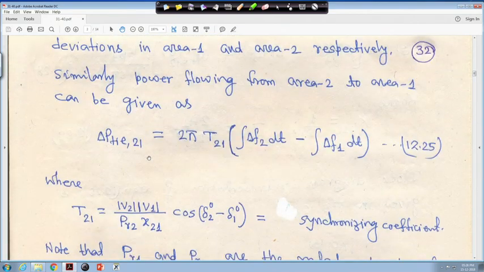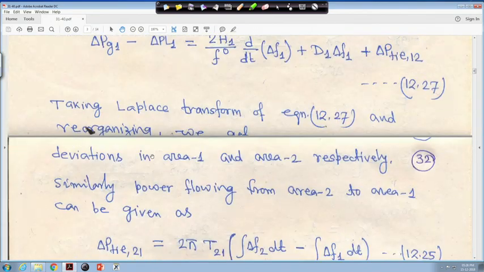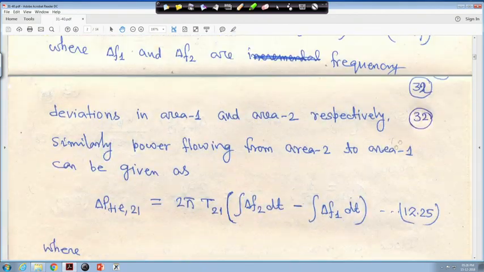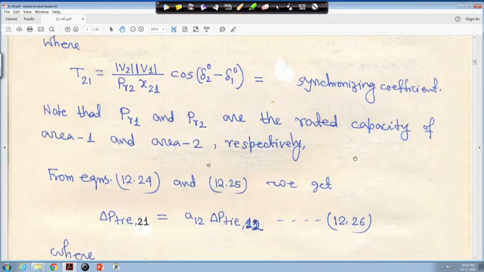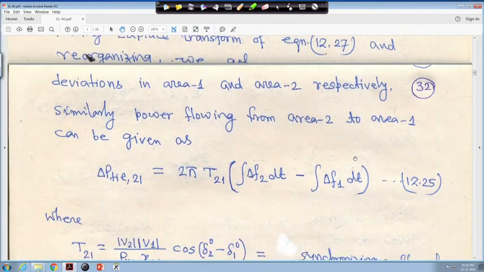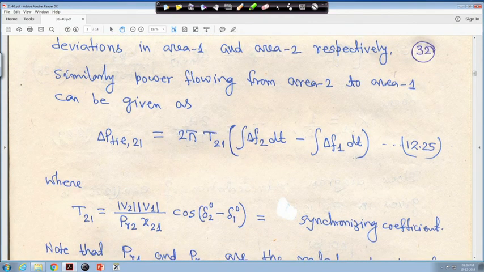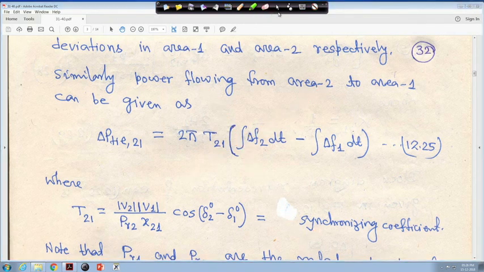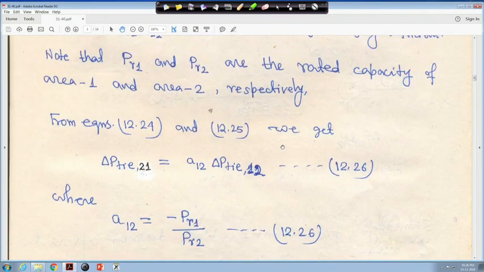This page 32 was actually repeated once, this is 32 and this is also 32. So this page, do not read it, you skip it, because we have already discussed this page and it has been scanned twice. So you skip this one, and then we will go to page 33.